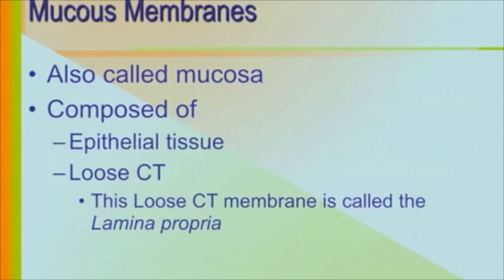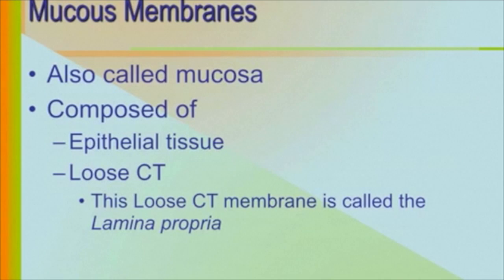Okay, a synonym for the term mucous membrane is mucosa. This is composed of epithelial tissue and loose connective tissue. We specifically call the loose connective tissue associated with it the lamina propria.